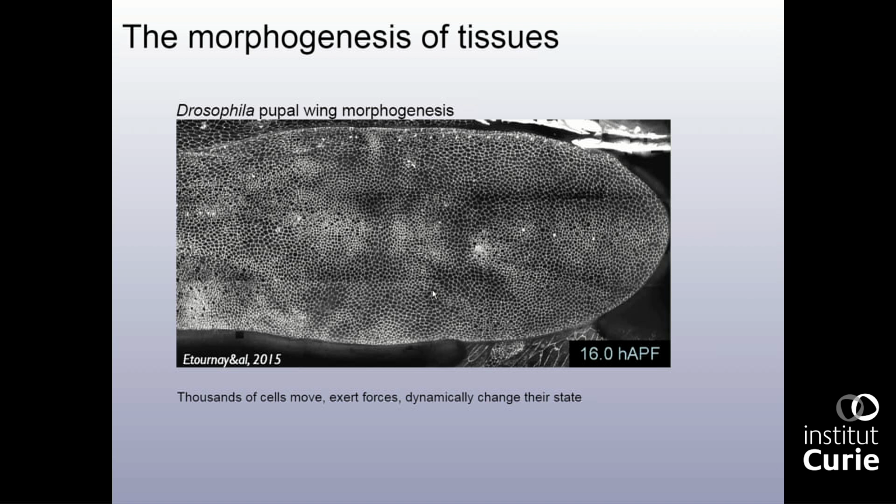Sorry. What this movie is supposed to show is the development of the pupal wing. It's a pity because it's really a beautiful movie. This is the wing in Drosophila at the pupal stage. It's this big tissue here, which is made of thousands of cells. Initially the tissue is rectangular and unpatterned. Then as time progresses, there is the establishment of a pattern on the wing.